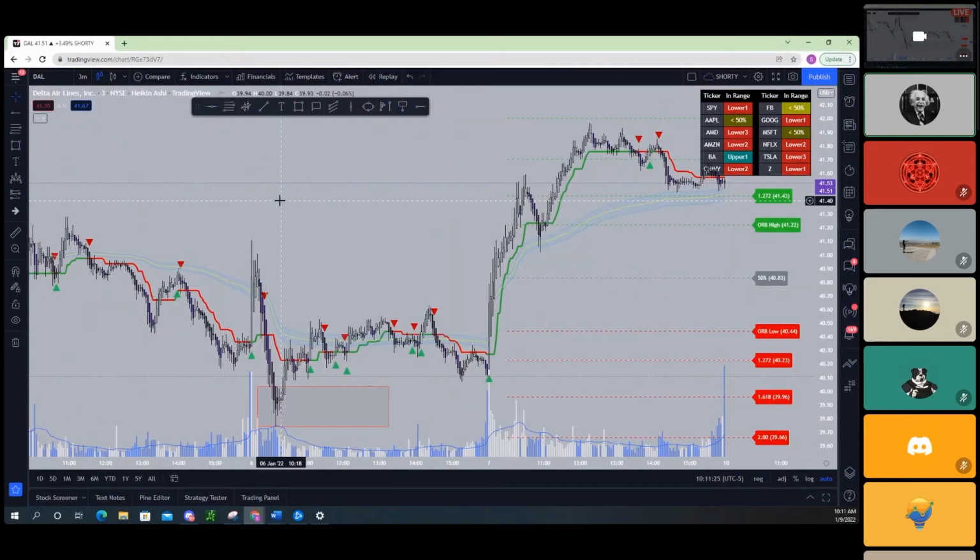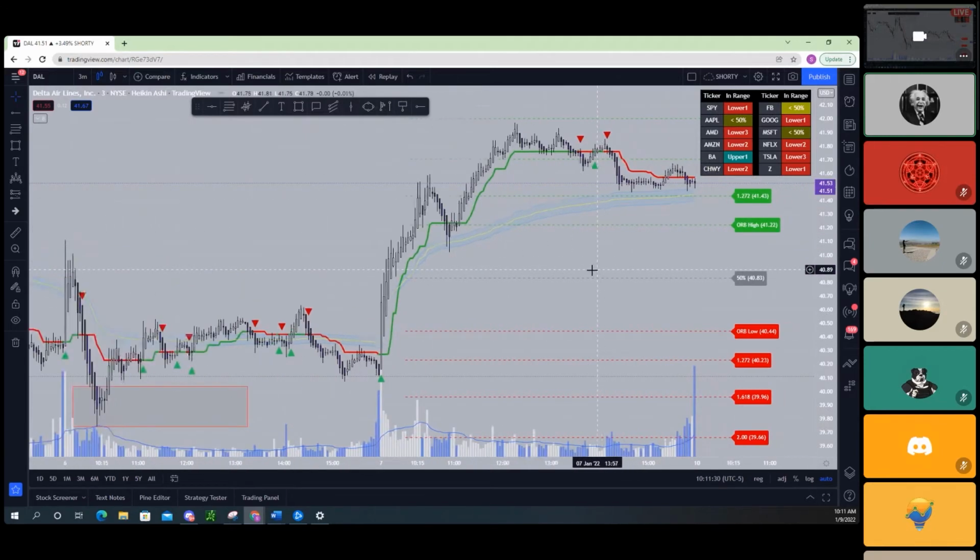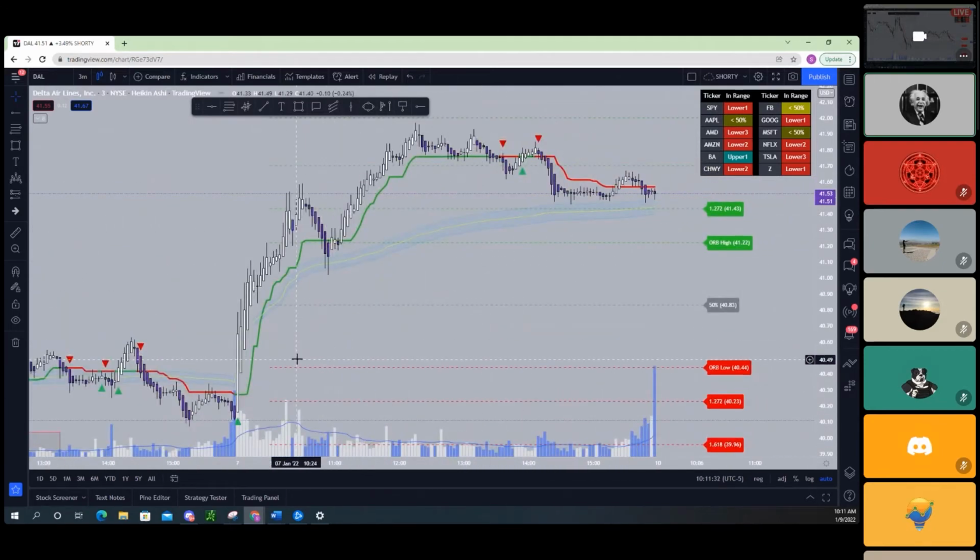How often would you take a rejection of ORB low to go long? I don't understand the question, but take a rejection of ORB low to go long. Like a support, like a double bottom option. So if something goes down and goes up, I mean, that's basically what SPX did. This here? I don't know if he's talking about this. Are you talking about like getting in here?